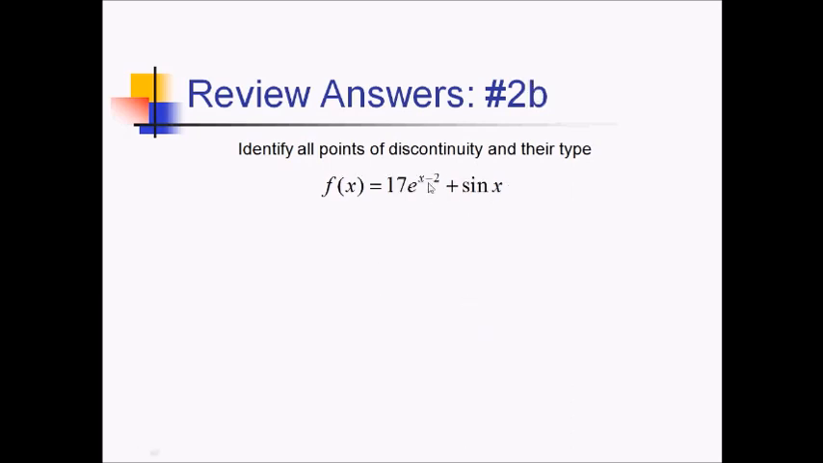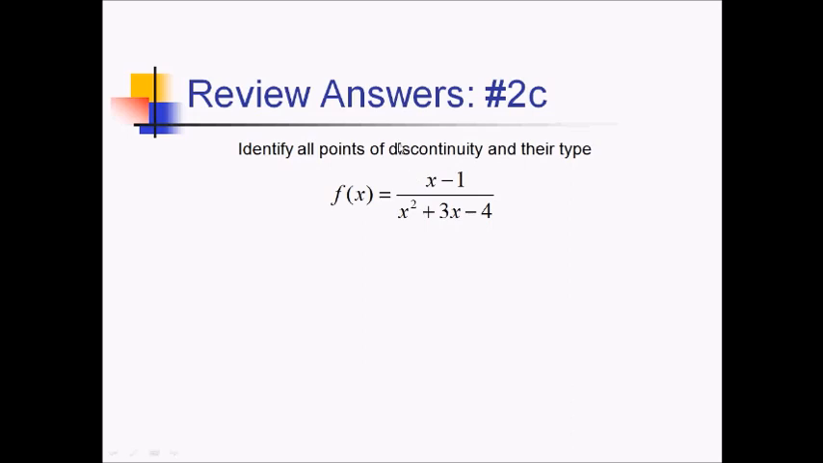For this problem, we're trying to find points and types of discontinuity for this weird-looking function. Now, if we look at the individual parts here, this first term is exponential, which is known to be continuous everywhere. The next part is a sine function, which is also known to be continuous. Since exponential and sine of x are both continuous, this whole function is continuous and has no points of discontinuity.